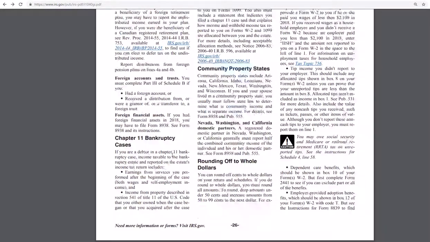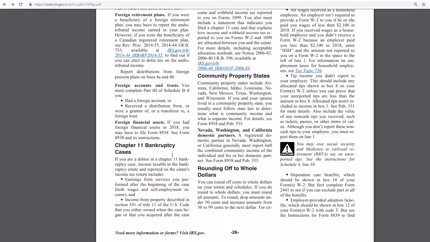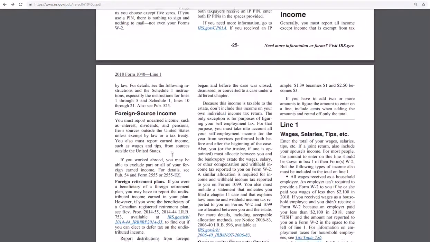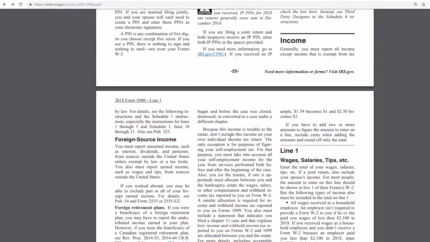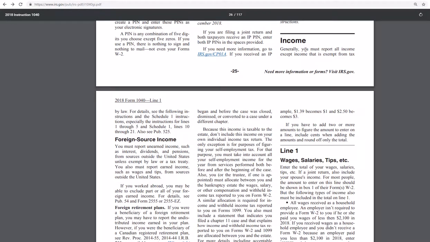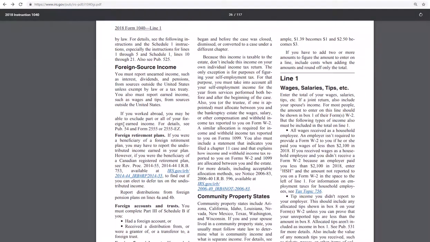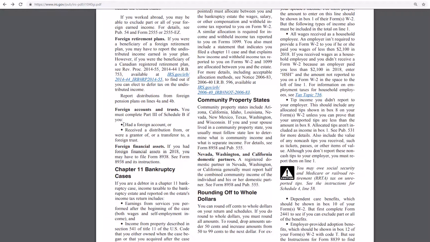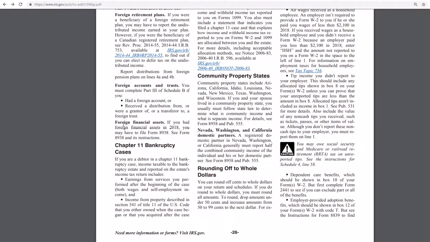Every once in a while you get the question of, well, I heard that you don't need to report all your income. Well, reading the instructions here, the 1040 instructions say generally you must report all income except if it's exempt from tax by law. So just something to keep in mind. Unless it's specifically exempted, you probably want to include it.